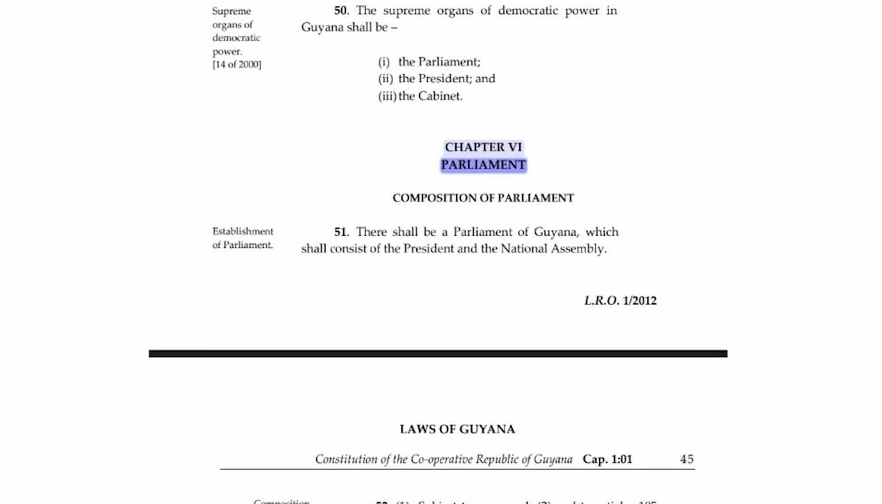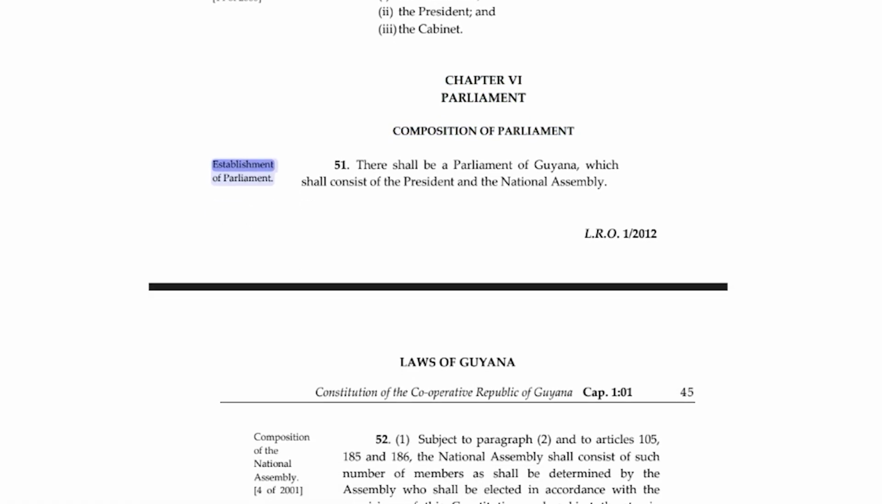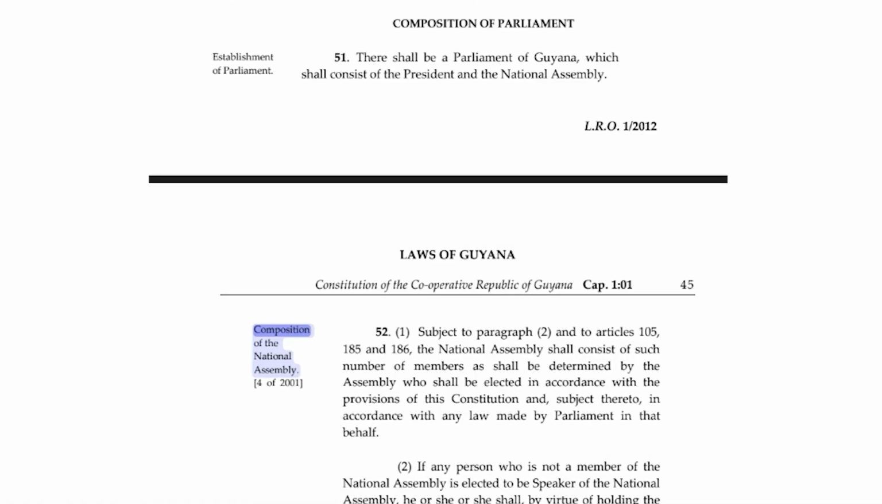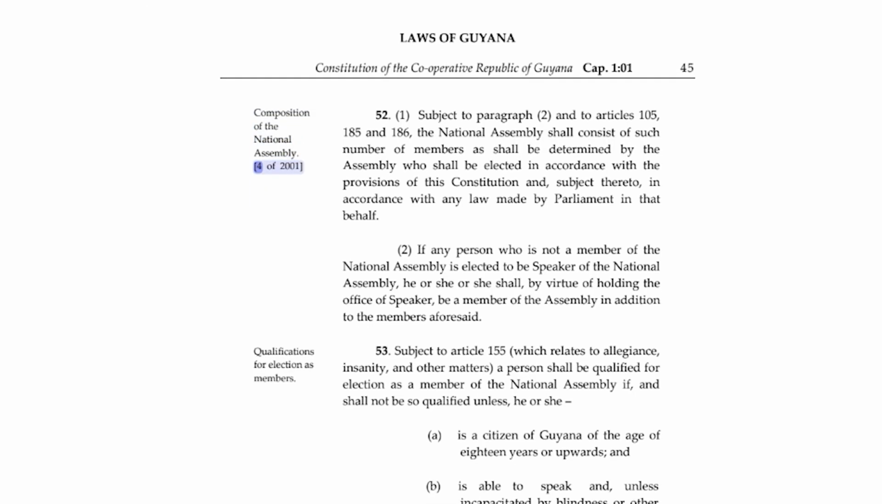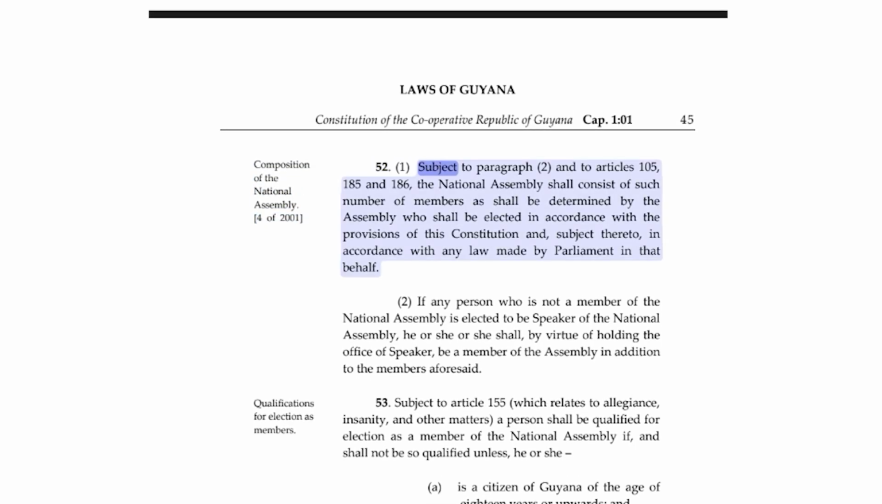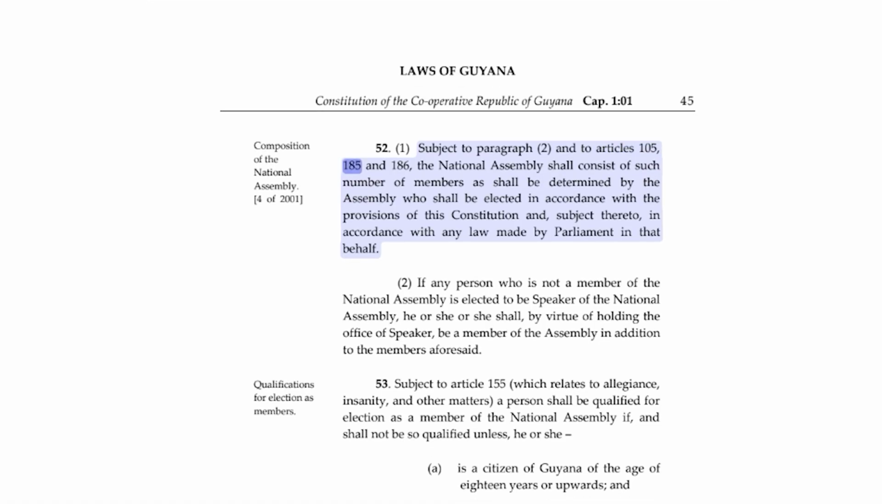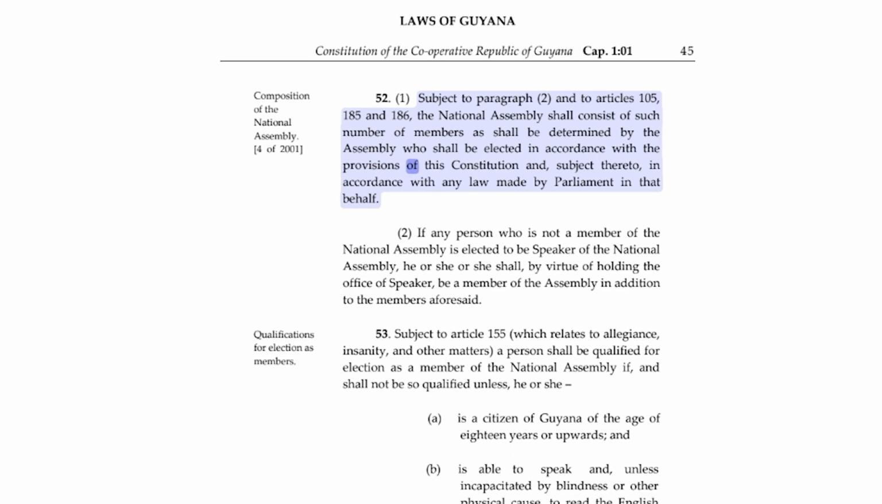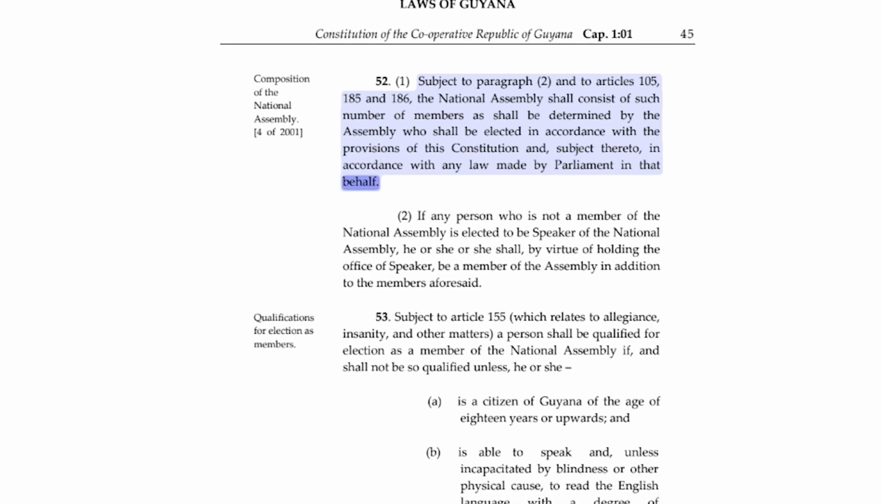Chapter 6. Parliament. Composition of Parliament. Establishment of Parliament. 51. There shall be a Parliament of Guyana, which shall consist of the President and the National Assembly. Composition of the National Assembly. 4 of 2001. 52. (1) Subject to paragraph 2, and to Articles 105, 185, and 186, the National Assembly shall consist of such number of members as shall be determined by the Assembly, who shall be elected in accordance with the provisions of this Constitution and, subject thereto, in accordance with any law made by Parliament in that behalf.